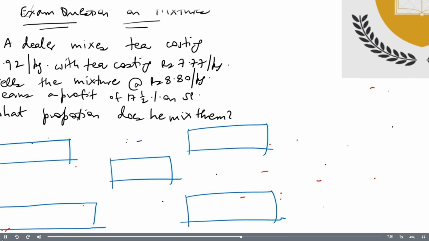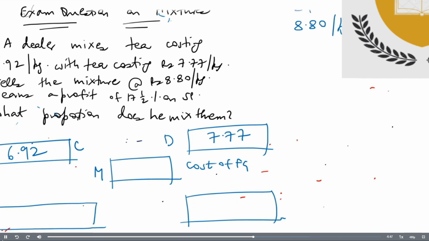Now the dealer mixes two types of tea. On the left side on the top, I need to write down the cost of the cheaper variety of the tea. Let me write down that value first. 6.92 is my cheaper one, and the costly one, the dearer one, is 7.77. The next box has to have the cost of the finished product, which I denote by M. I am told that he sells the mixture at 8.80 per kg. That is the selling price of his final good.